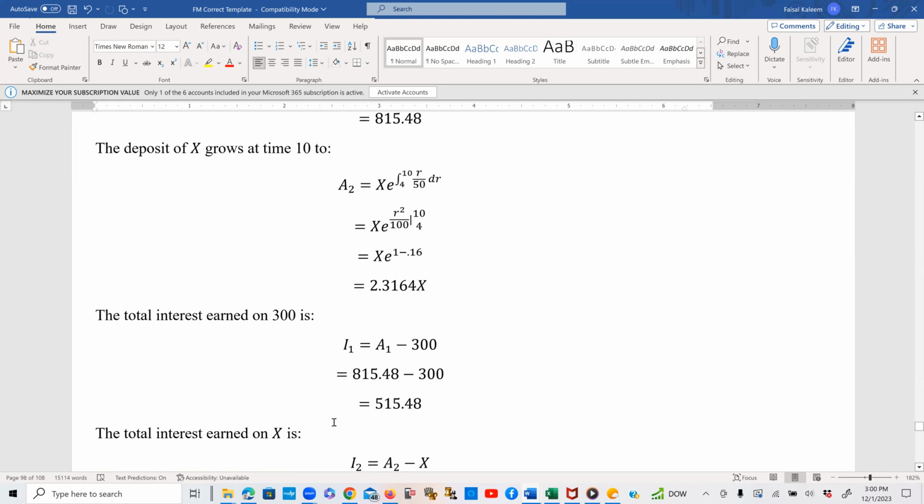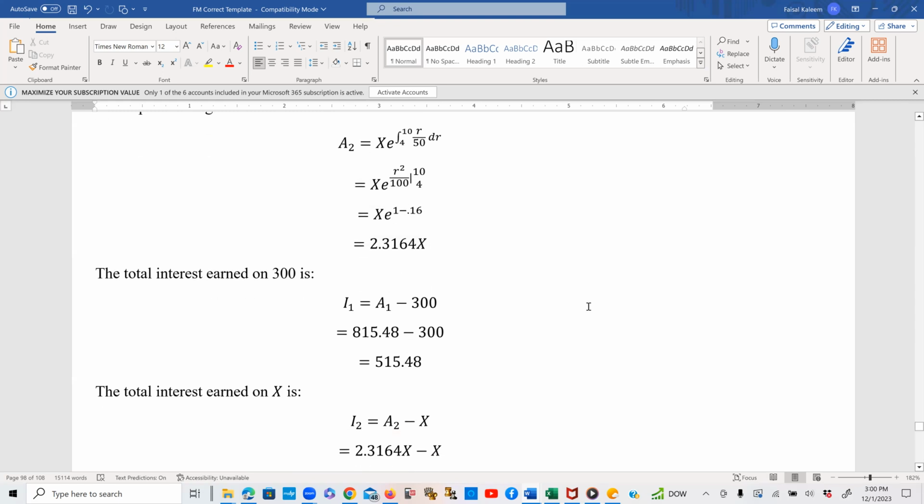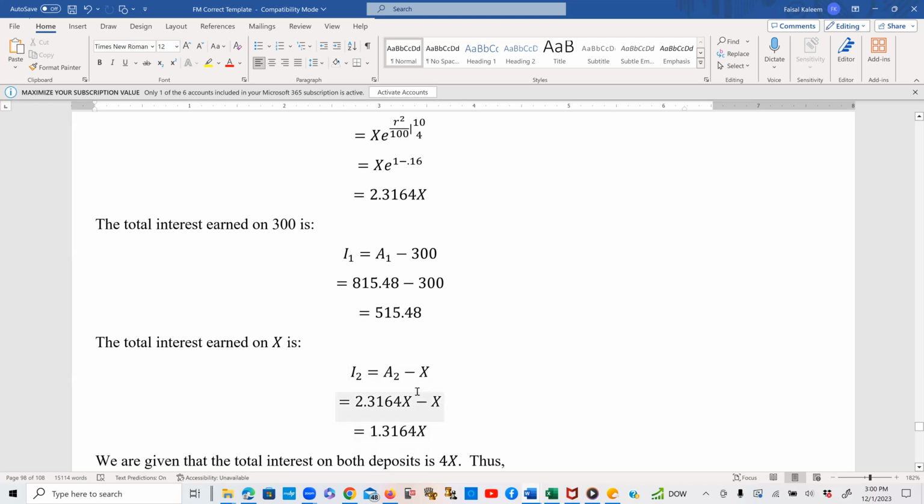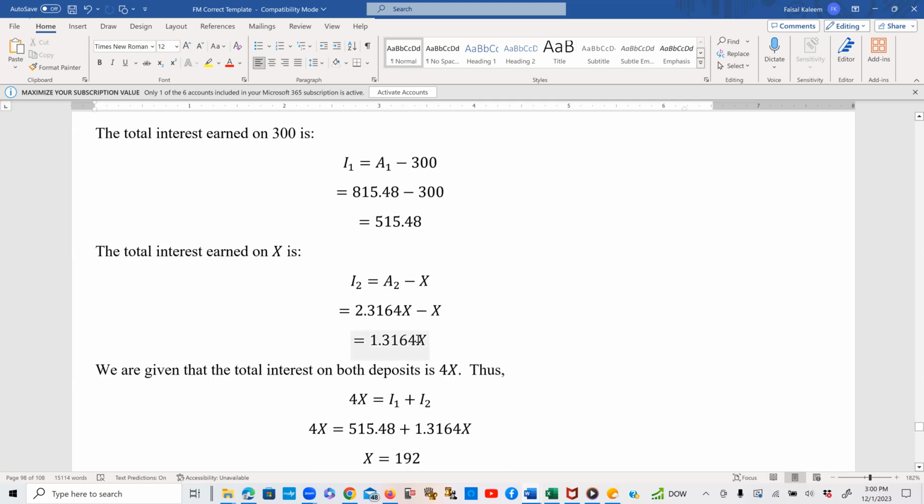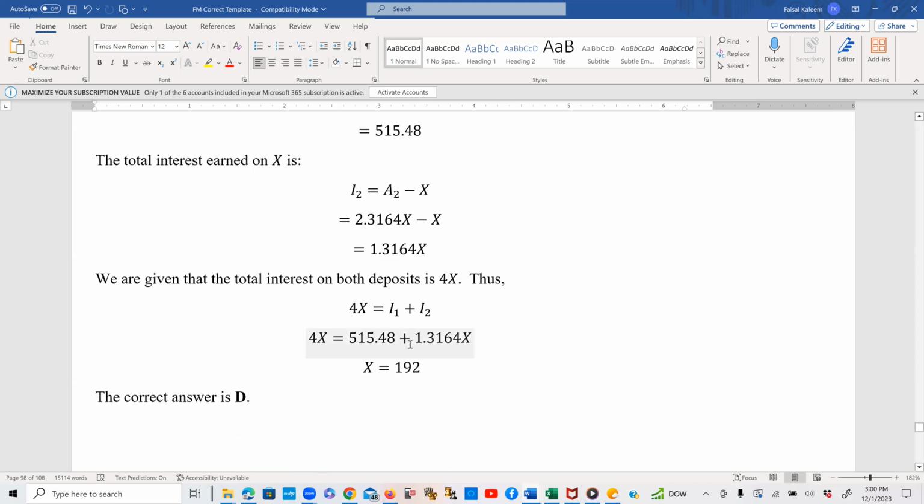And the interest on the second deposit, which was x, would be again the amount of the second deposit minus the second deposit. So the amount of the second deposit was 2.3164x. And we subtract the deposit of x from it, we get 1.3164x. And we are given that the total interest is 4x. So the first one was 515.48, second 1.3164x, and their sum is 4x. And this equation gives x equals 192. That is choice D.